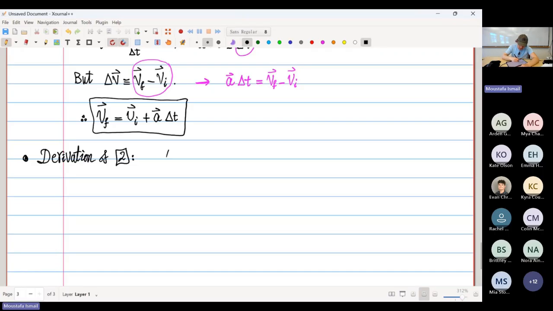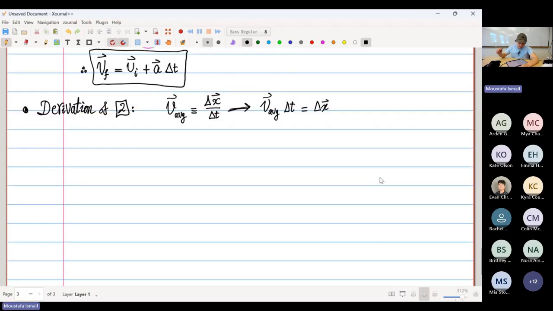So the average velocity, we defined it as delta x divided by delta t, right? So we can rearrange that, multiply both sides by delta t. So we have V average times delta t is equal to delta x.